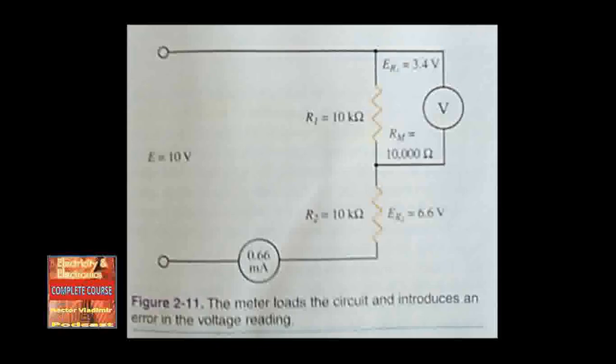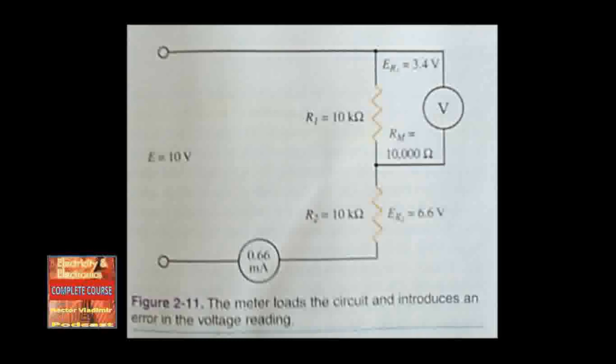Loading a circuit. When a voltmeter is connected across a circuit to measure a potential difference, it is in parallel with the load in the circuit. This situation can introduce errors in voltage measurement. In meters with low sensitivity, this is very common. It is very important to keep this in mind.